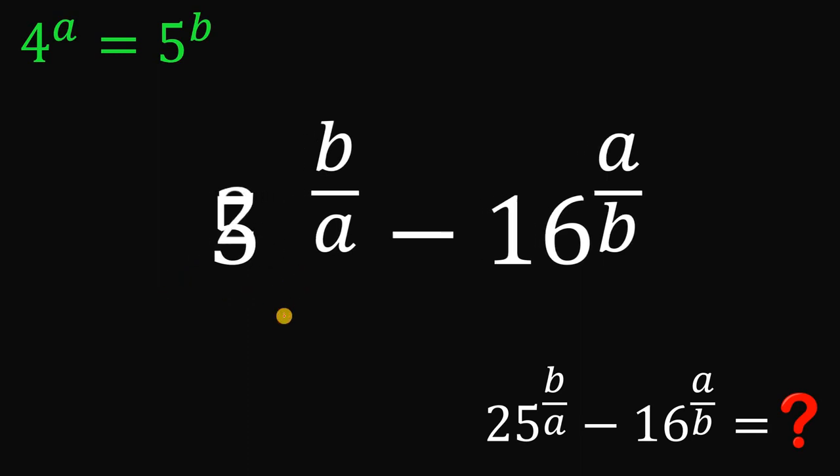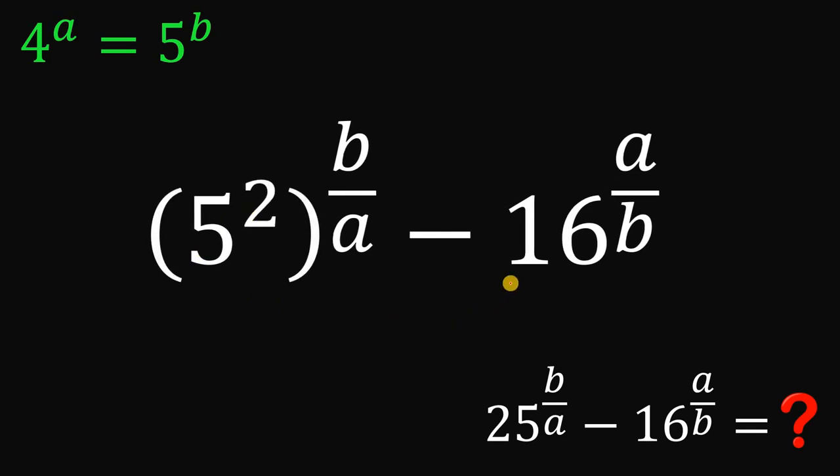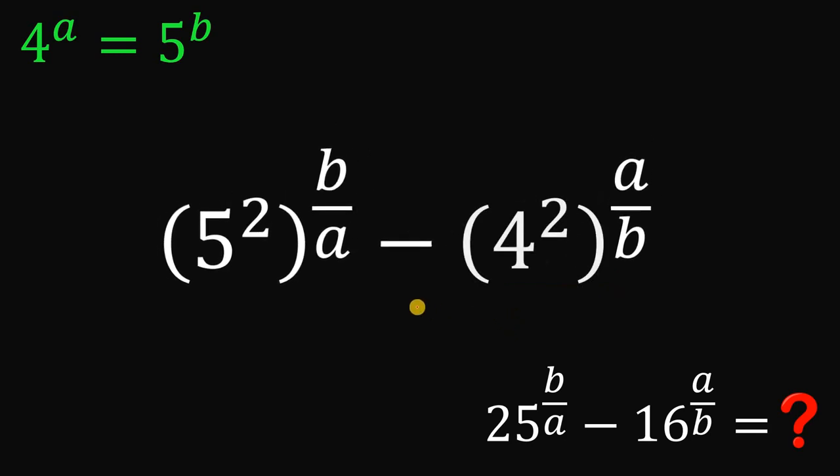Alright, now to answer this question, take note of this 25. 25 is just 5 raised to the second power. Of course, 5 squared is 25. Also, this 16 is 4 raised to the second power, or 4 raised to 2.